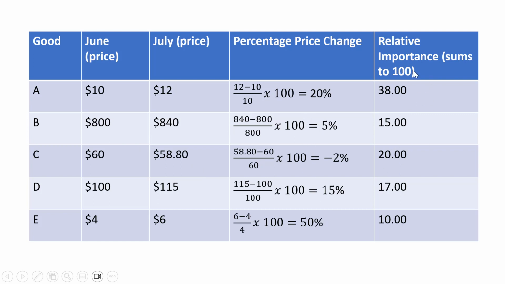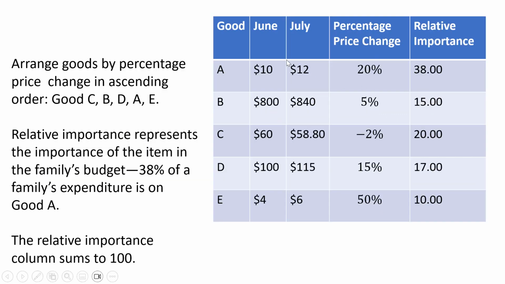You also have this column here called relative importance. I'll talk about that in a moment. The next step is we're going to arrange the goods by percentage price change in ascending order. So we start with good C as the lowest percentage price change. In fact, it's negative. So the ascending order of the price changes is going to be good C, followed by good B at 5%, followed by good D at 15%, then good A at 20%, and finally good E at 50%. So we're going to arrange all the goods based on the percentage price change in ascending order. So we'll do that in the next slide.